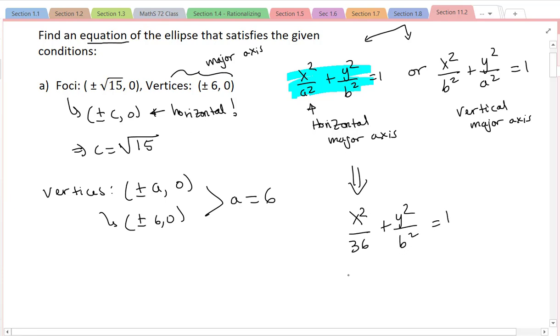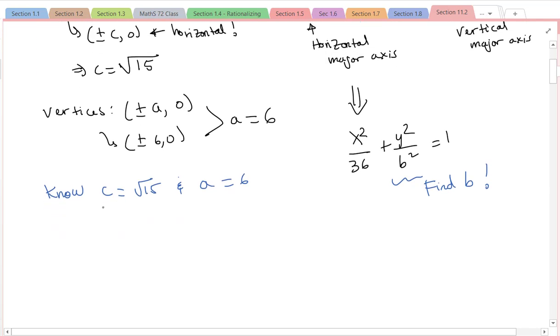So we need to find b. So how do we find b if I know a and I know c? We already know c is equal to the square root of 15 and that a is equal to 6. So now we're going to use that other equation of the foci, that c squared is equal to a squared minus b squared, and solve for b. So the square root of 15 squared is going to be equal to 6 squared minus b squared.